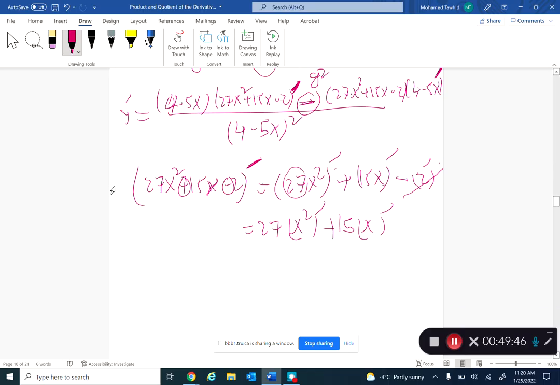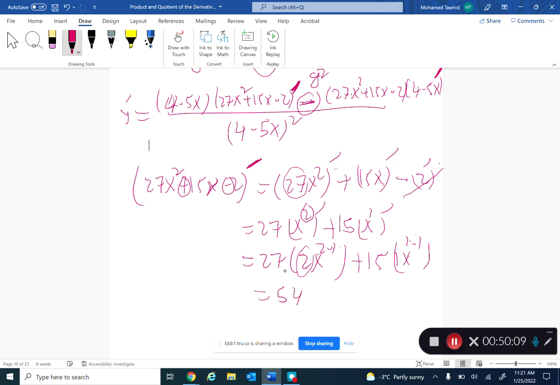So what is the derivative of this? 27. The derivative, what is your n? 2. So you have 2 minus 1, right? N, I put n in front and reduce n by 1, n minus 1, 15. And here, what is the derivative of x to the power 1? Is 1. You have 1, x to the power 1 minus 1, which is x to the power 0, which is 1. If I simplify that, you get 54x, and here what you have just 15. So that is my derivative. I just copy there, right?